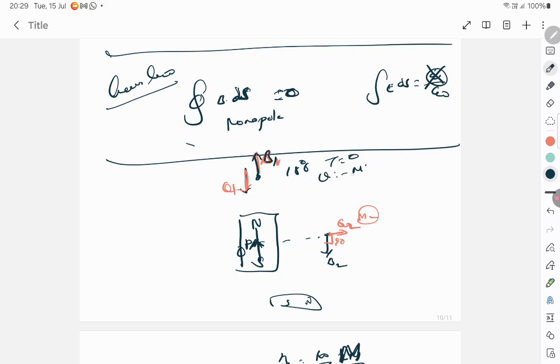Potential energy is minus MB cos 180, and cos 180 is minus 1. The potential energy therefore is maximum. And B's value along the axial line is mu naught by 4 pi into 2M by R cube.